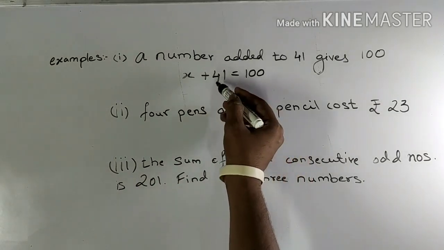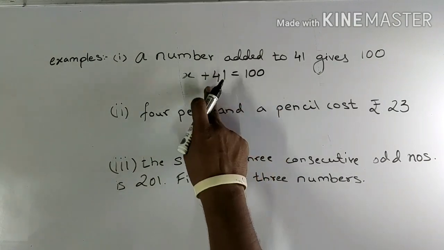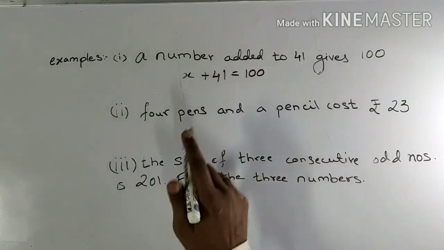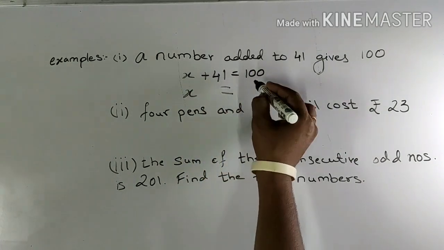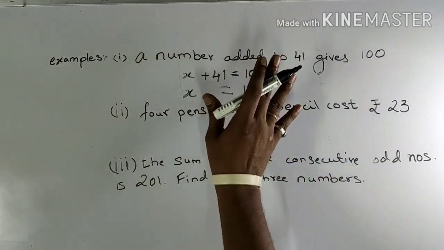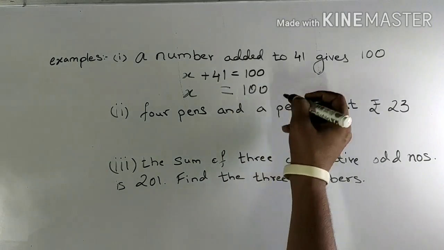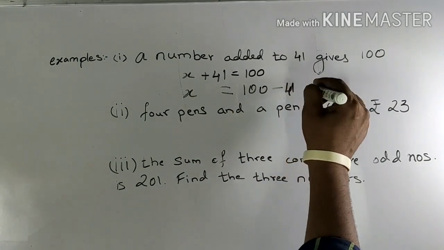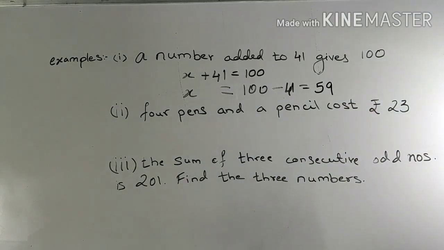So if I want to get rid of this 41 from my left hand side of the equation, I'll have to subtract it from both the sides. So x plus 41 minus 41 gives me 0, and then subtracting both the sides means right hand side will also get subtracted to balance the equation, to keep the value of the equation same. So 100 minus 41, which gives me 59. This way we find the value of that unknown number.